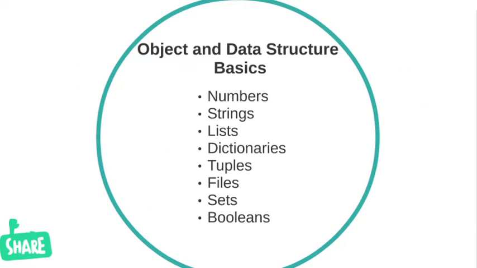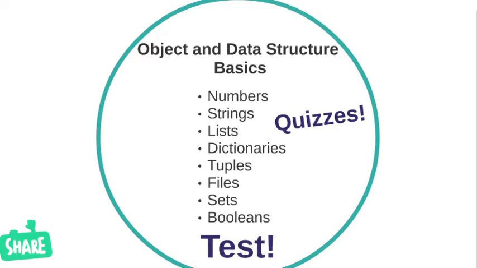Next, we start with the live code sections. We'll learn about object and data structure basics, including numbers, strings, lists, dictionaries, tuples, files, sets, and booleans, all in Python. After each of these individual lectures, there's quizzes to test your understanding, and at the end of this section, there's an assessment test, so you can check your knowledge on each of these topics.